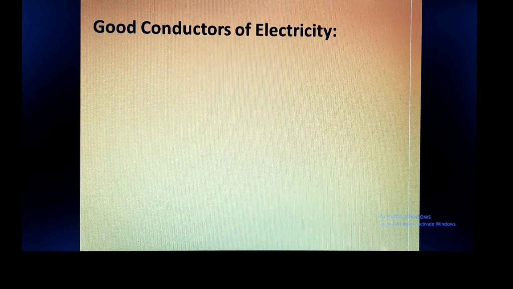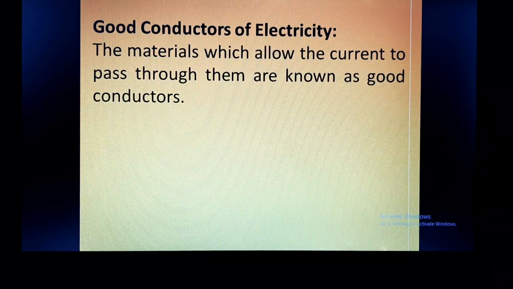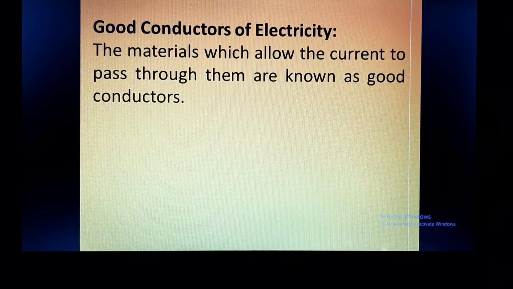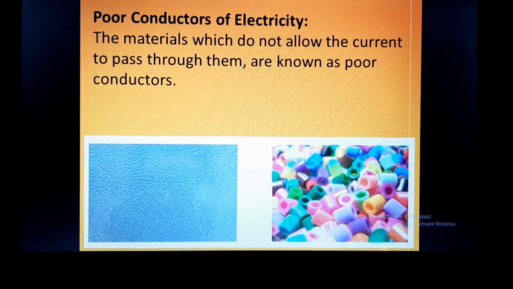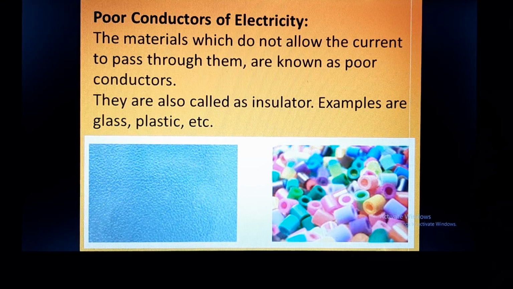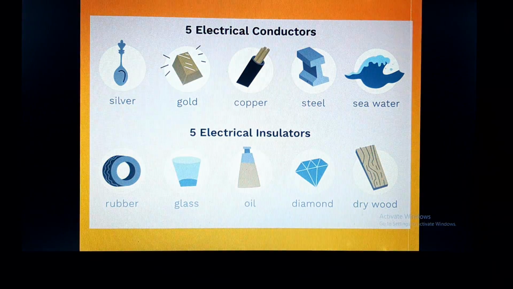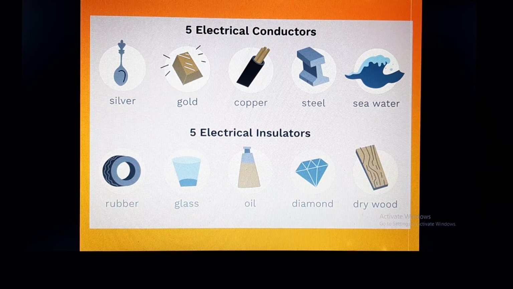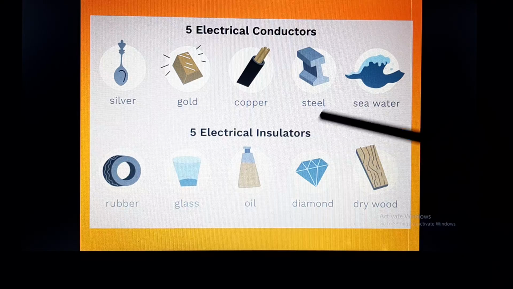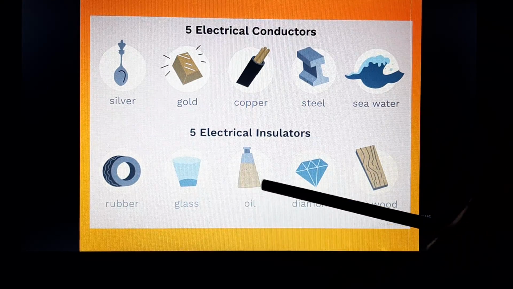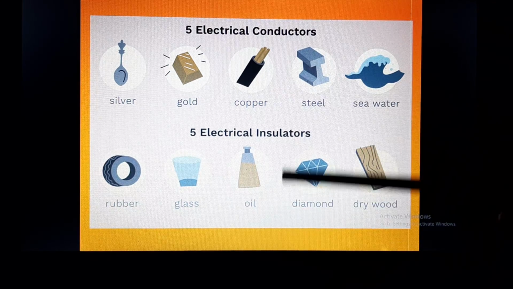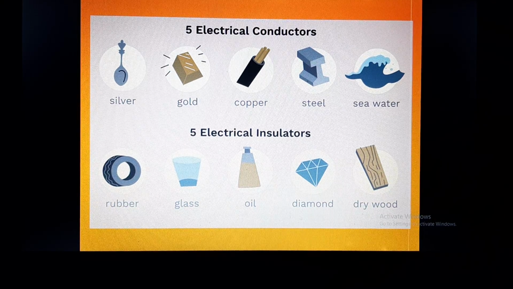Now, good conductors of electricity, this we know from our previous classes. The materials which allow the current to pass through them are known as good conductors, for example copper, aluminum, etc. Whereas poor conductors of electricity are the materials which do not allow the current to pass through them, and these are called insulators. Examples are glass and plastic. Here you can see there are 5 electrical conductors and 5 electrical insulators. Silver, gold, copper, steel and sea water are electrical conductors, and rubber, glass, oil, diamond and dry wood are a few examples of electrical insulators or poor conductors.